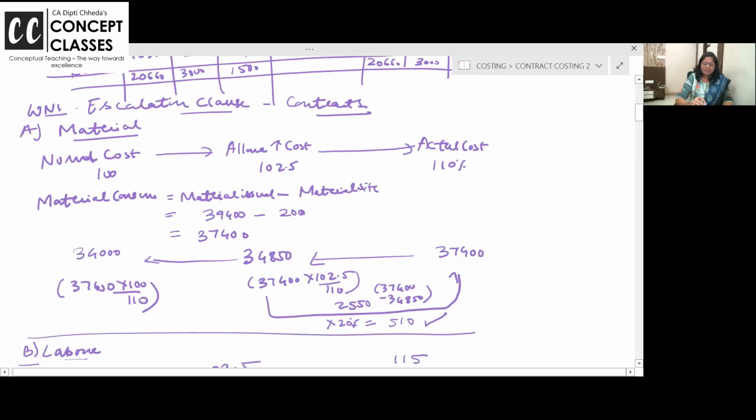So they are asking escalation clause. Up to 100, okay? If it is a 2.5% increase, no problem. But beyond that, whatever is increasing, if it goes to 110, then it's a problem. So original material cost is 37,400, which is a 10% increase. So what will be the normal 34,000? So till 2.5% increase, 34,850, no problem. From 34,850 to 37,400, whatever the price has increased, it has increased by 2,550. The contractor will bear the price increase up to here. But beyond that, whatever is increased, of that 20% you have to bear.